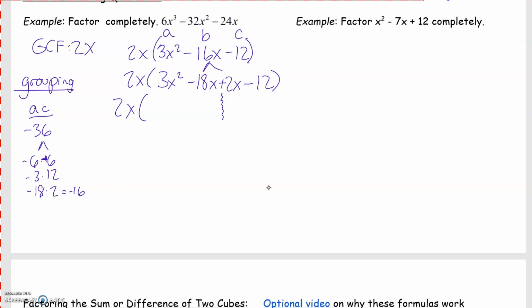Out of these two terms, I notice that they both have a variable x that can be factored out, and 3 and 18 share a common factor of 3. So when I factor the 3x out of 3x squared minus 18x, that just leaves us with x minus 6. All right, now the next two terms, we're going to divide out a positive 2, and what we would be left with is x minus 6.